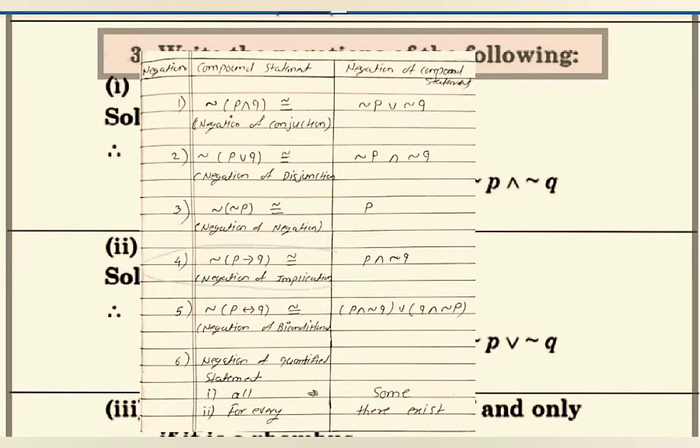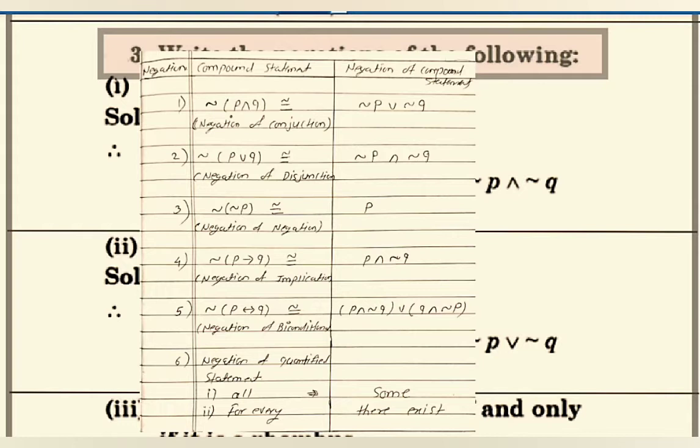Fourth, negation of P implication Q. This is the implication, and its negation is P and negation Q. Remember, the negation of an implication is P and negation Q. Fifth, negation of P biconditional Q. If the statement is a biconditional, then its negation is, remember, P and negation Q or Q and negation P.